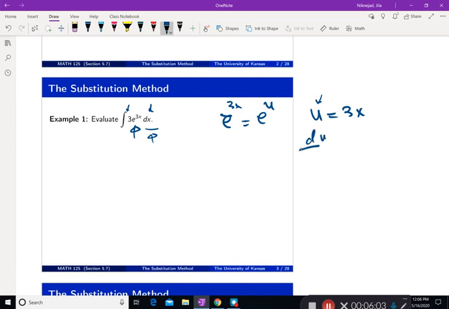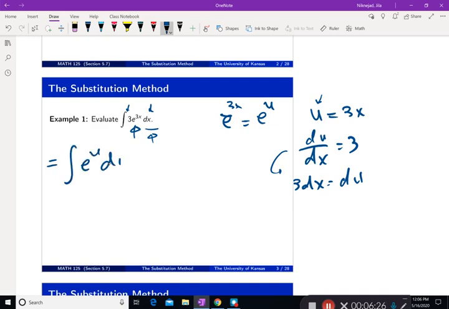Derivative of inside is 3. And so over here, I'm going to replace 3 dx by du, basically. And so going from here, we go over there. And so what we have is going to be e to the power u du. And that antiderivative I recognize, it's e to the power u plus c. And then remember, we have to plug back in the original u. And so that would be the answer.